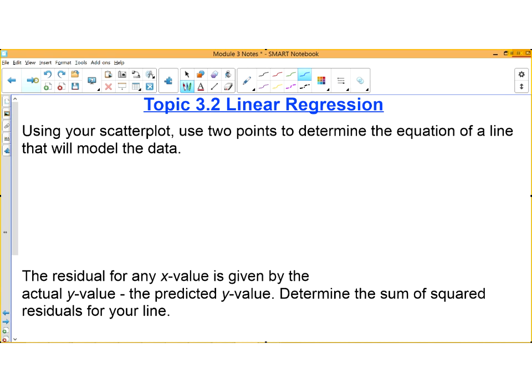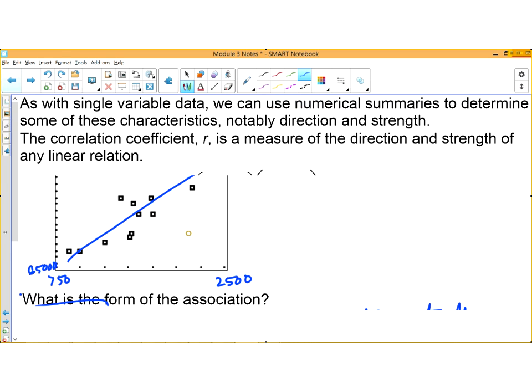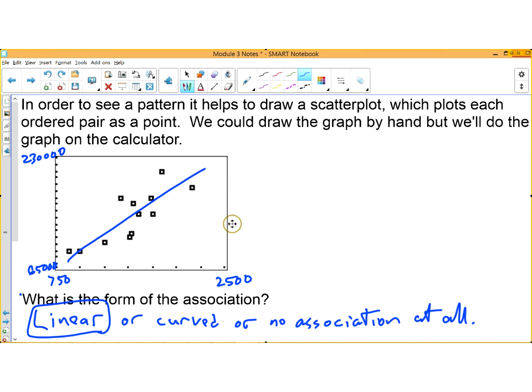Okay, so topic 3.2, linear regression. So you may recall from your algebra classes that one way to find the equation of a line is to use 2 points. And you'll see in the notes that I actually do this example, and I could show you the idea.